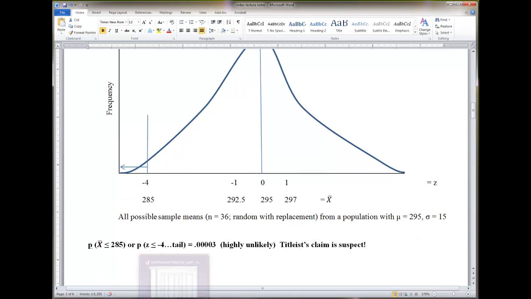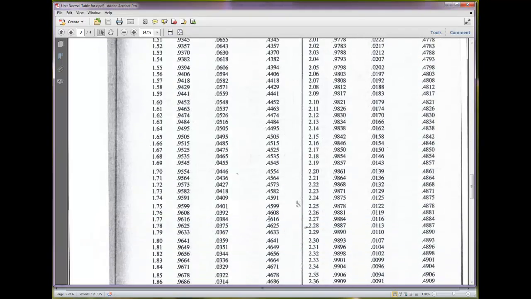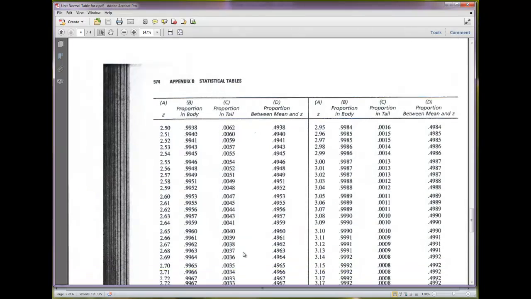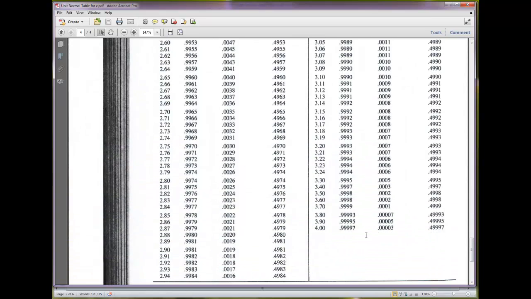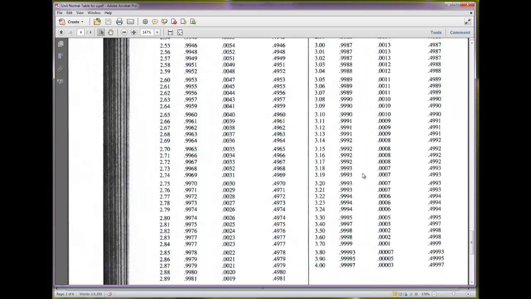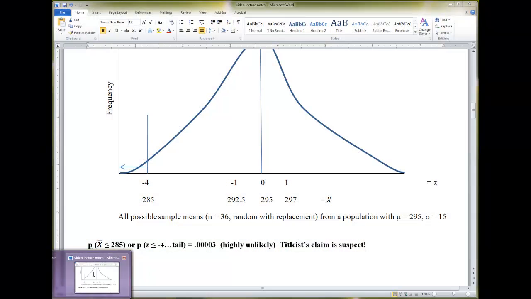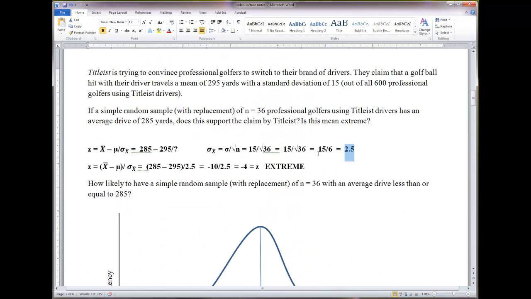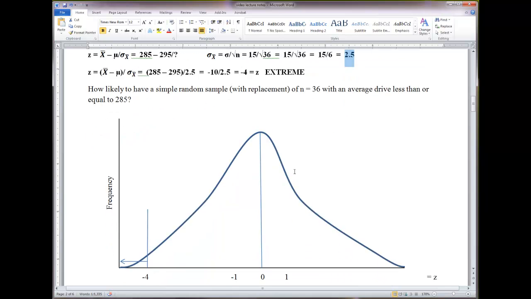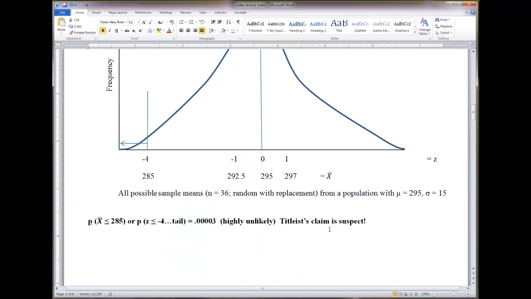So what you do is you go to the unit normal table, you find a z-score of 4. Let's find it. And we look for the proportion in the tail, and we get 0.00003. So if you go back and look, 0.00003, very highly unlikely. So in other words, it's almost impossible that we would get a sample mean from 36 golfers that would be 285 yards or less if this claim was true. So we aren't buying it. We think that Titleist's claim is suspect.